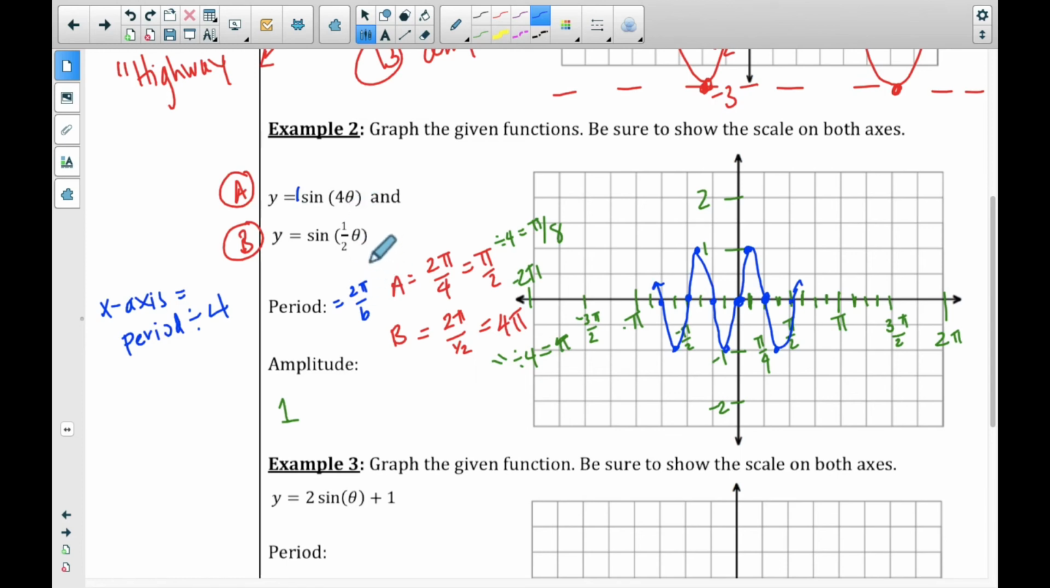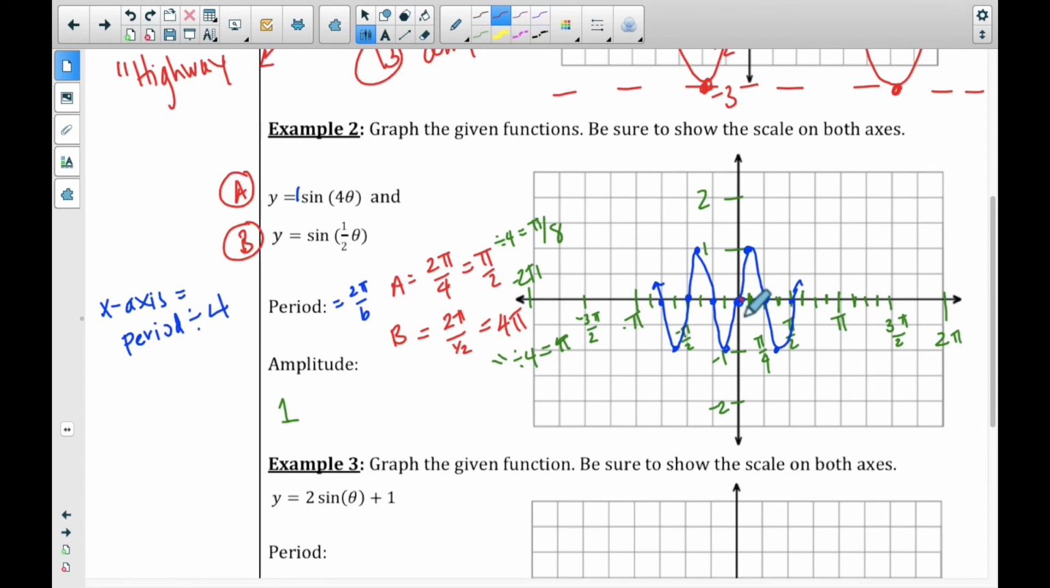Okay, this one though is going to be two times as wide as the original parent function. And that was the one where we said it was counting by four pi's. Its period is four pi. And if we divide that by four, we say it's counting by pi.